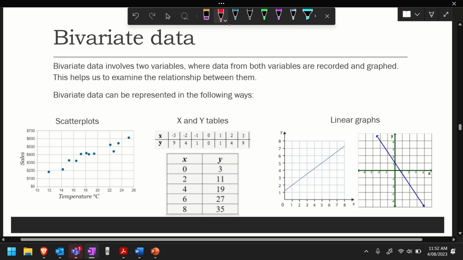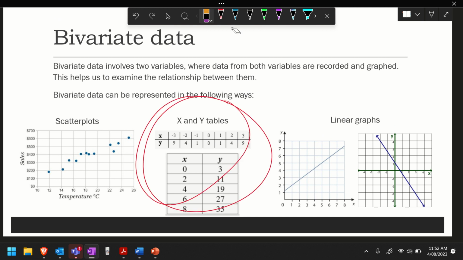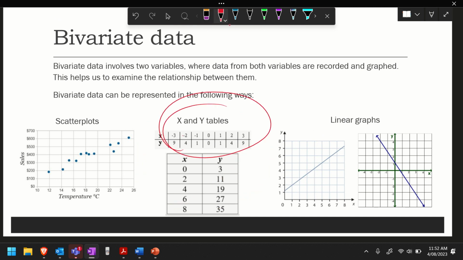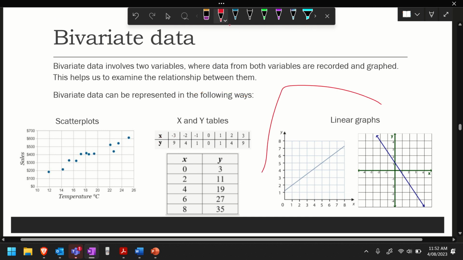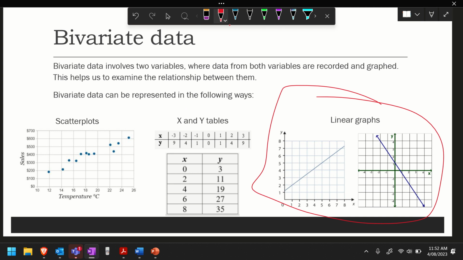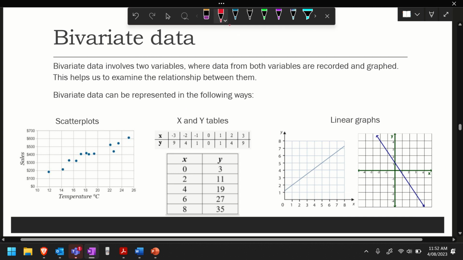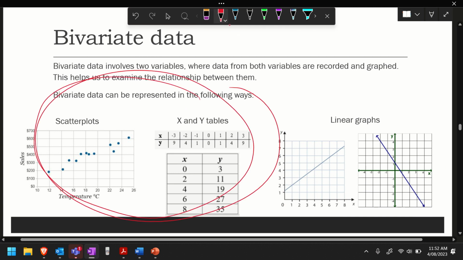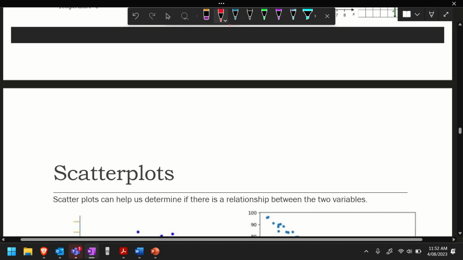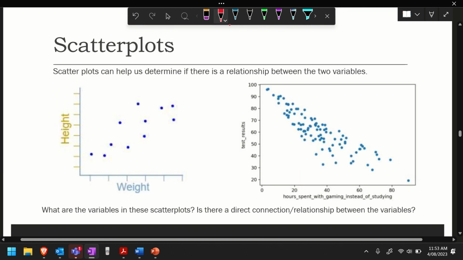This is what bivariate data will look like. You've got a scatter plot. It looks messy, dots all over the place. You've got what we call an X and Y table, and we use the X and Y table to plot the dots on the graph. And you've also got a linear graph, where you have straight lines, and we'll go through that later on. But our focus today will be on scatter plots and an X and Y table. So go with me to this page where it says scatter plots if you're not already there.